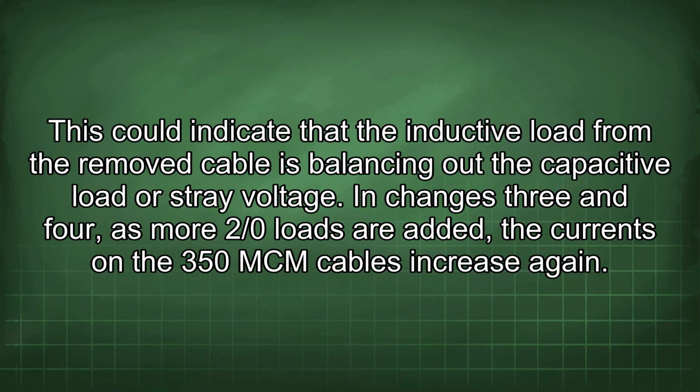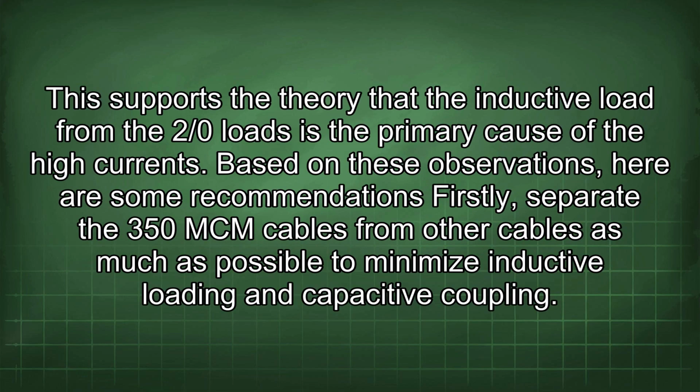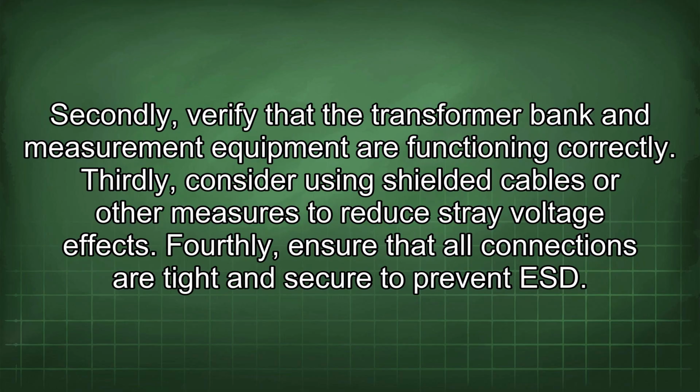In changes 3 and 4, as more 2/0 loads are added, the currents on the 350 MCM cables increase again. This supports the theory that the inductive load from the 2/0 loads is the primary cause of the high currents. Based on these observations, here are some recommendations. Firstly, separate the 350 MCM cables from other cables as much as possible to minimize inductive loading and capacitive coupling. Secondly, verify that the transformer bank and measurement equipment are functioning correctly. Thirdly, consider using shielded cables or other measures to reduce stray voltage effects. Fourthly, ensure that all connections are tight and secure to prevent ESD.